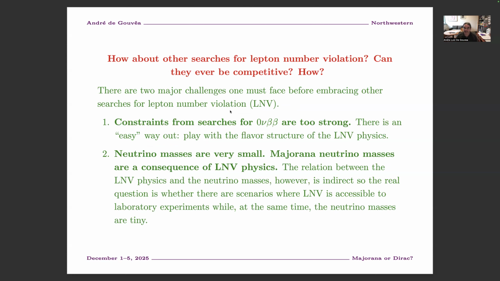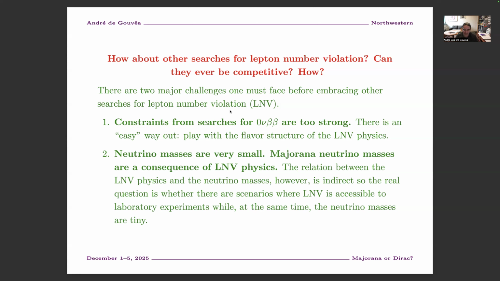The answer is yes. Now, why don't we care too much about that? The reason is sort of twofold. One is the reason we like to talk about neutrinoless double beta decay is because the bounds we get from neutrinoless double beta decay are really, really, really strong. So that means that any other observable that you can come up with will not be as sensitive as neutrinoless double beta decay. So the question is, should we care about an observable that's not as sensitive by many orders of magnitude?